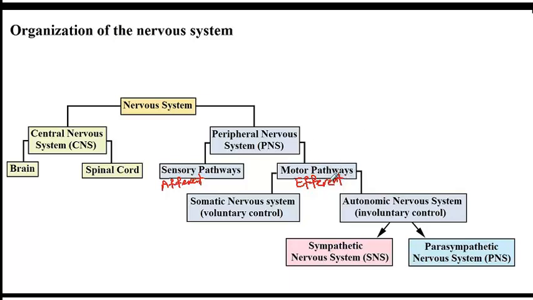Now the motor pathway itself is divided into the somatic nervous system, like for instance our skeletal muscles that are under our voluntary control, and the autonomic nervous system, which is not under our conscious control, and these include the sympathetic nervous system and the parasympathetic nervous system, and we will discuss these two autonomic systems in further detail. But the sympathetic nervous system is also known as the fight or flight response, while the parasympathetic nervous system is known as the rest or digest response.